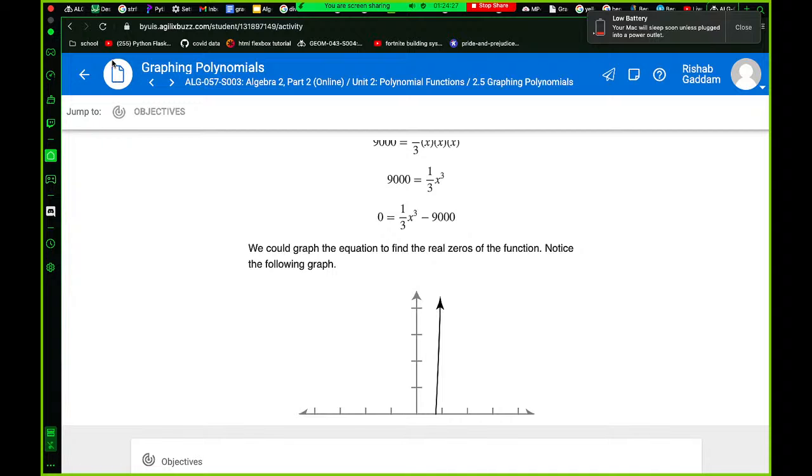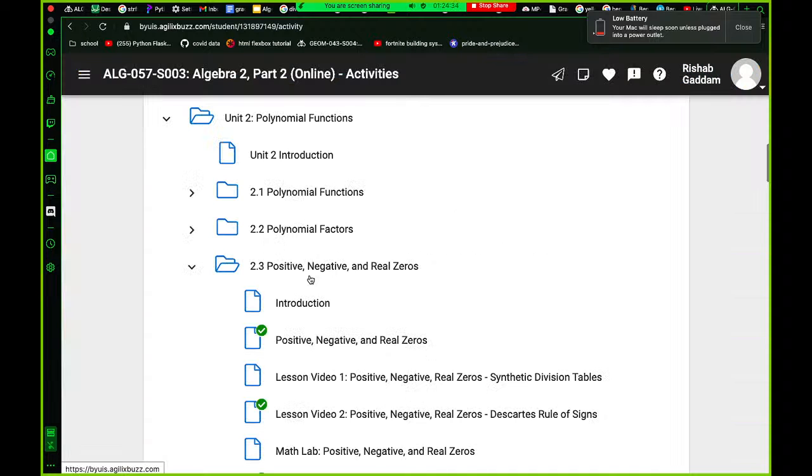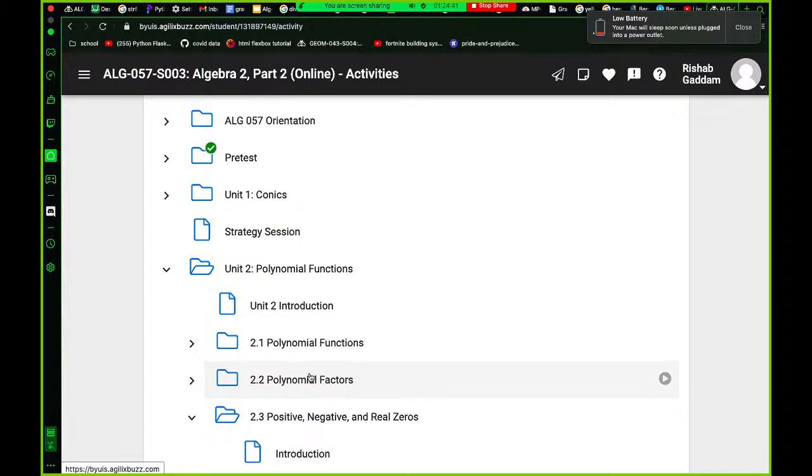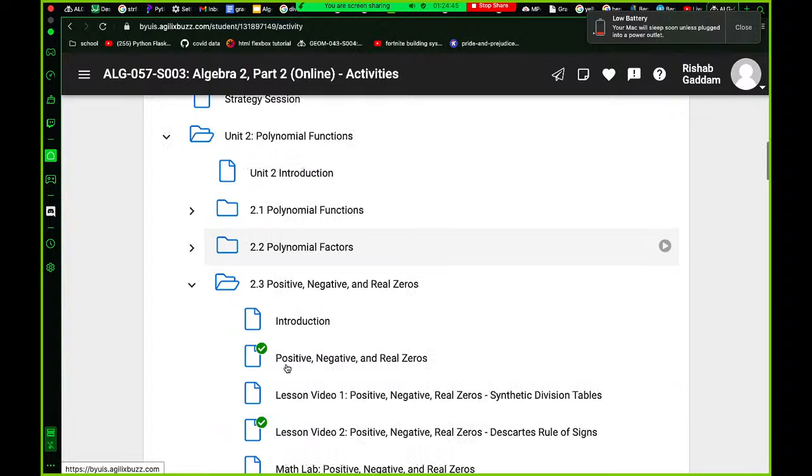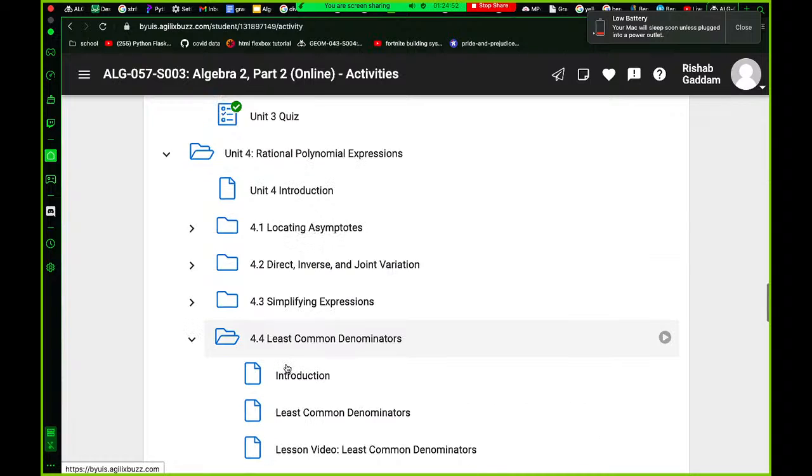Okay, so now let me scroll up. See, we did 2.1 and 2.2 yesterday. Polynomial functions and polynomial factors. The 2.2 is polynomial division, long division, you know. Okay. Let's go back into doing this.